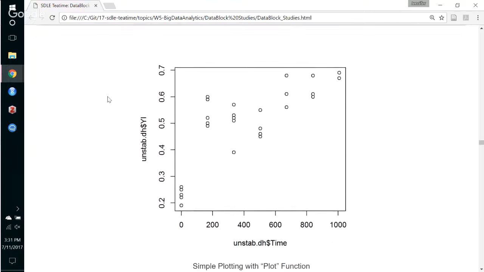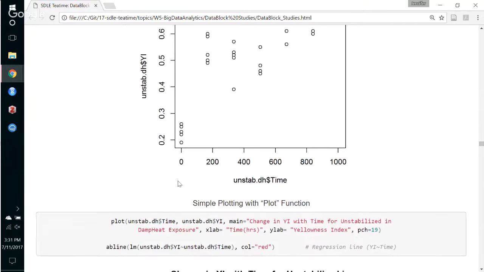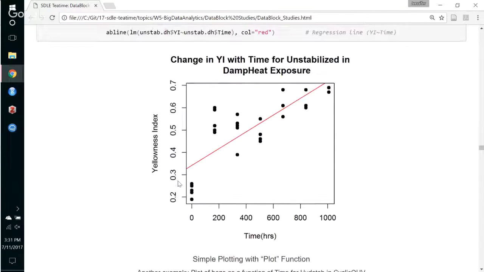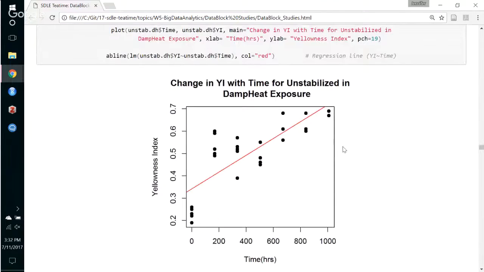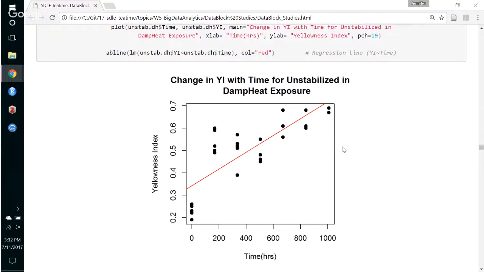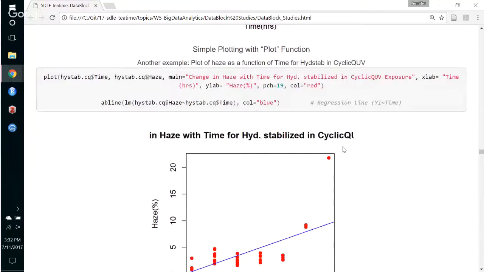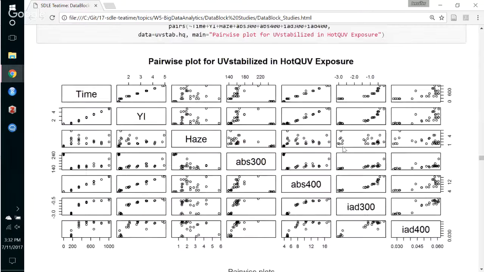So here he's plotting yellowness index versus time, and then he's fitting it with a line. But this isn't necessarily the most efficient way to go about things, plotting things one at a time. It's better if we do something like a pairwise plot.